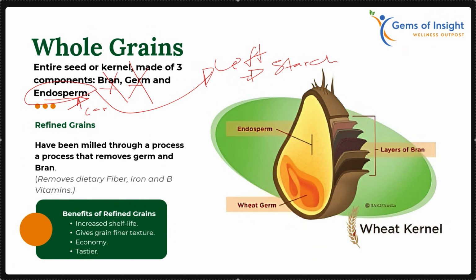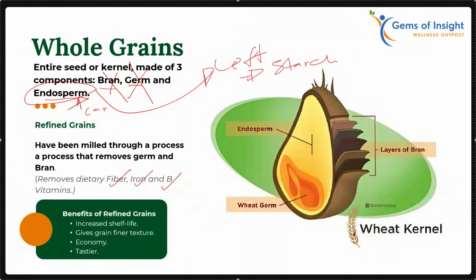So in refined grains, the bran and the germ are normally removed in the refinery processes in the factory, leaving us only with the starchy part of the grain. An example, white rice is just the starch of rice. No bran, no germ. Refined grains have been milled through a process that removes the germ and the bran. And when the germ and the bran are removed, you remove fiber, iron, and B vitamins. What are you left with? You are left with carbohydrates alone.